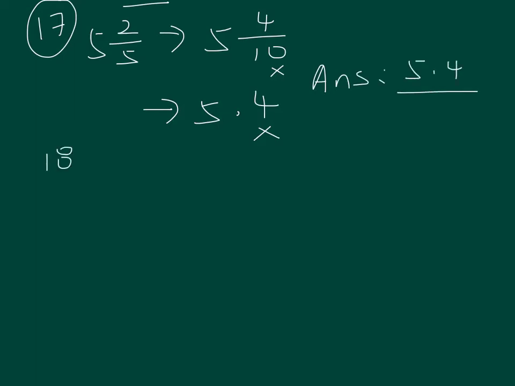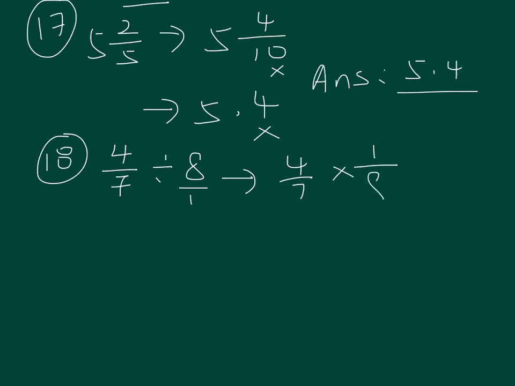We move on to question 18. 8 boys shared 4 over 7 of a cake. What fraction of cake did each boy get? So we have 4 over 7 of a cake. We have to divide it by 8 boys. This is actually 8 over 1. We should have 4 over 7 times 1 over 8.